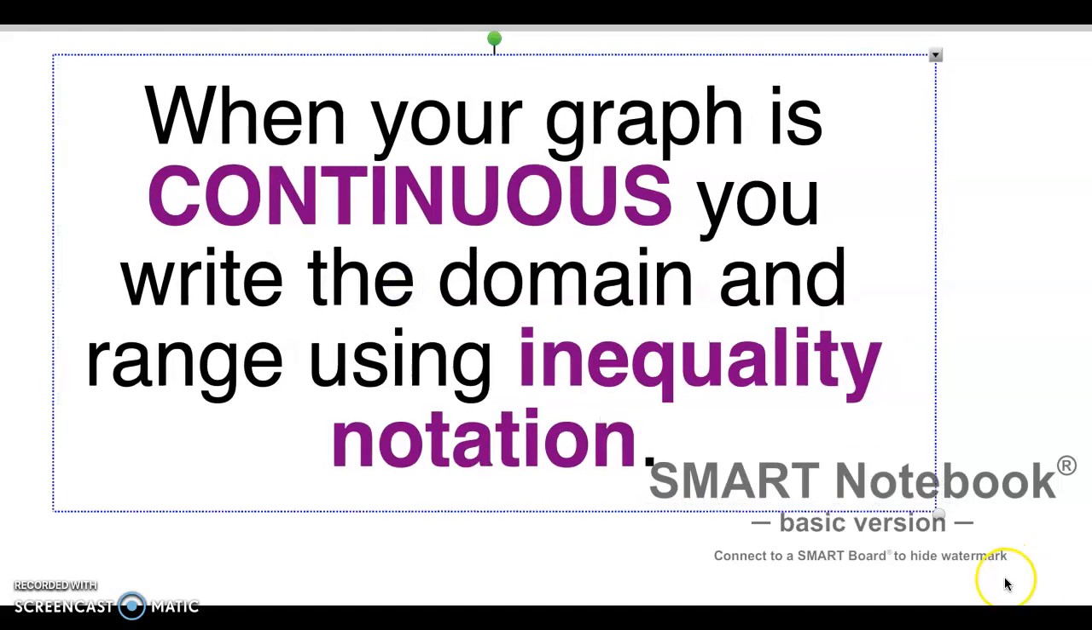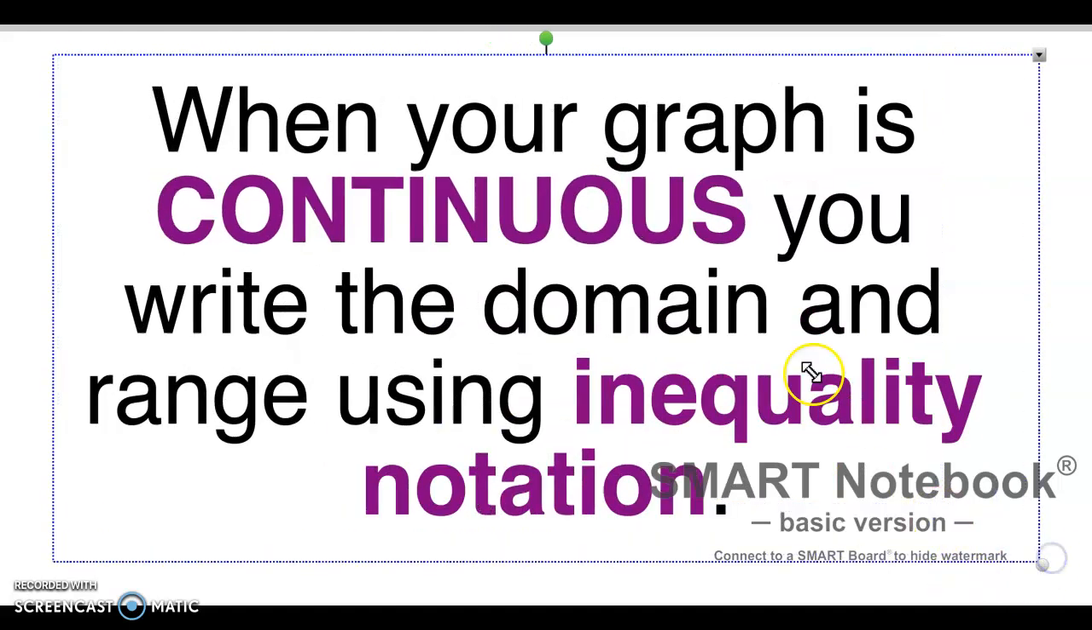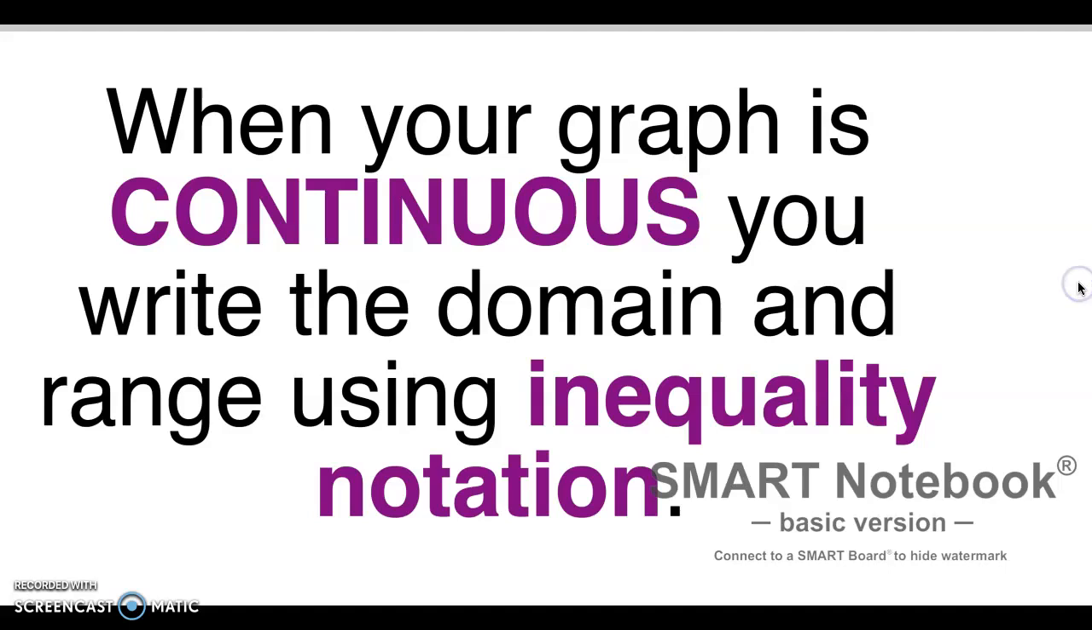All right, so those were all discrete graphs, which means the points were not connected, and we just wrote the domain and range as a list. When your graph is continuous, which from our vocabulary at the beginning means the points are connected by a line or a curve, you write the domain and range using inequality notation.